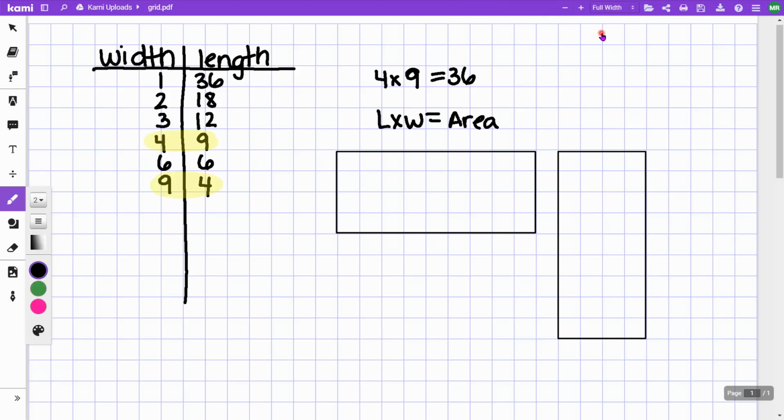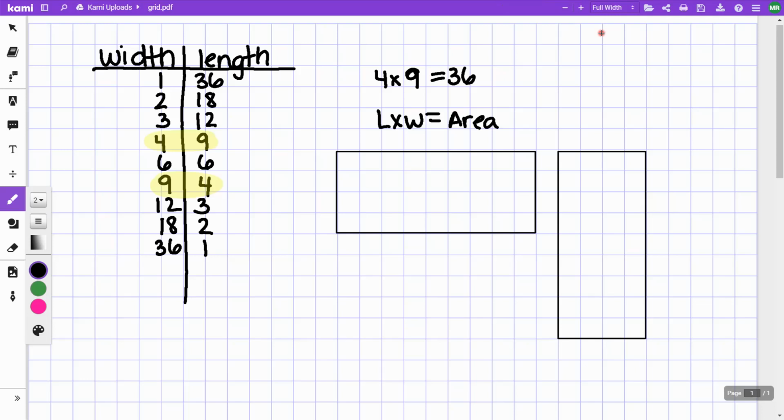So then the next one is going to be, since I have 3 and 12, I'm going to have 12 and 3. I had 2 and 18, so I'm going to have 18 and 2. I had 1 and 36, so I'm going to have 36 and 1. And those are all of the possibilities. So that's one table that we need to have. If you didn't get that, you want to copy that down so you have that table on a piece of paper.